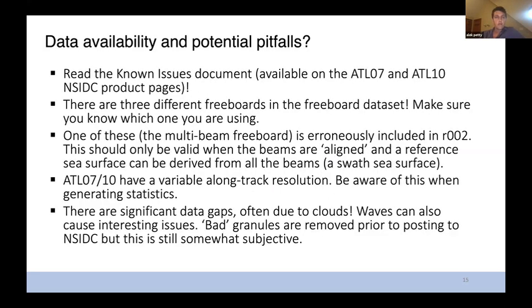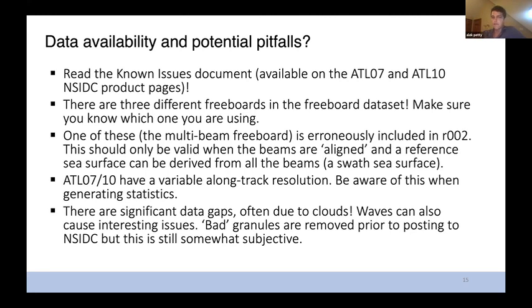This is the final slide, I promise. I wanted to make you aware of some issues around data availability and potential pitfalls. I really want to stress that you should read the known issues document posted on the NSIDC website. It's updated for every release and is a good resource for highlighting things you might want to consider when using the data.